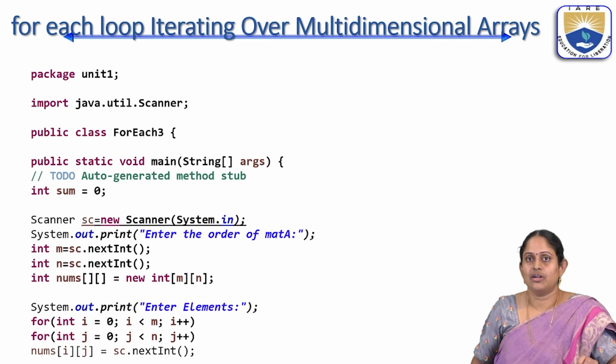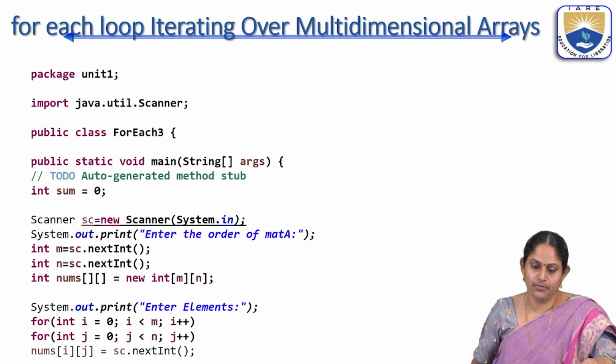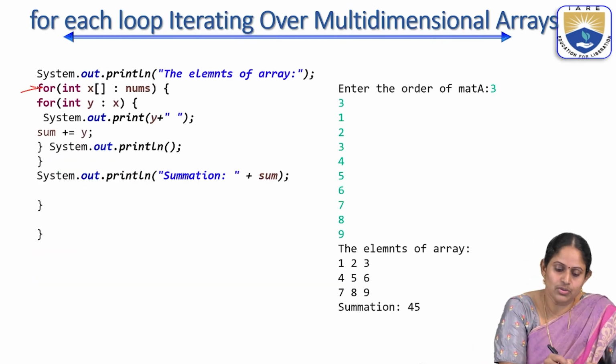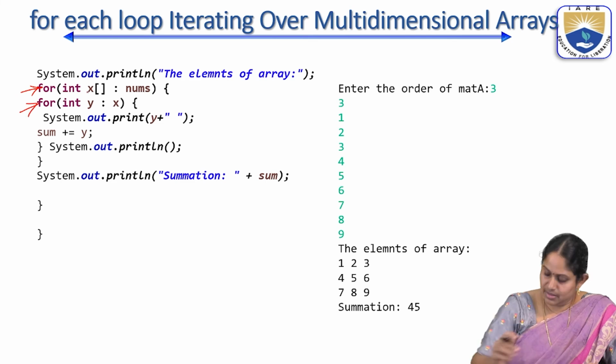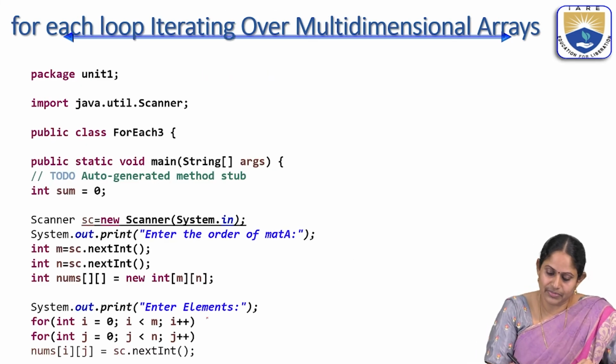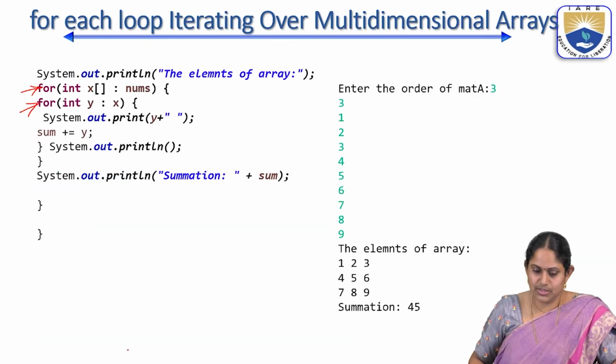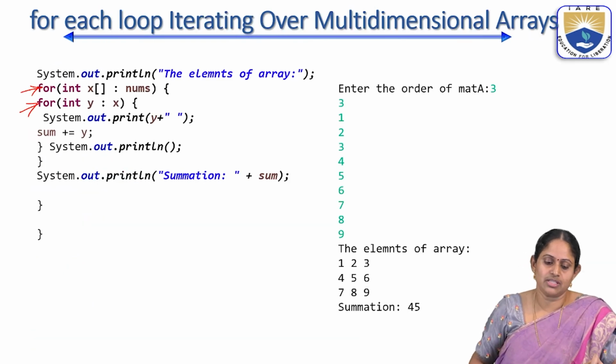Now this is how we use the for each loop over multi-dimensional arrays. So we have to use two for each loops. Here we are already reading those elements into the array, and then once we read the elements into that array, we are trying to retrieve it using the for each loop.